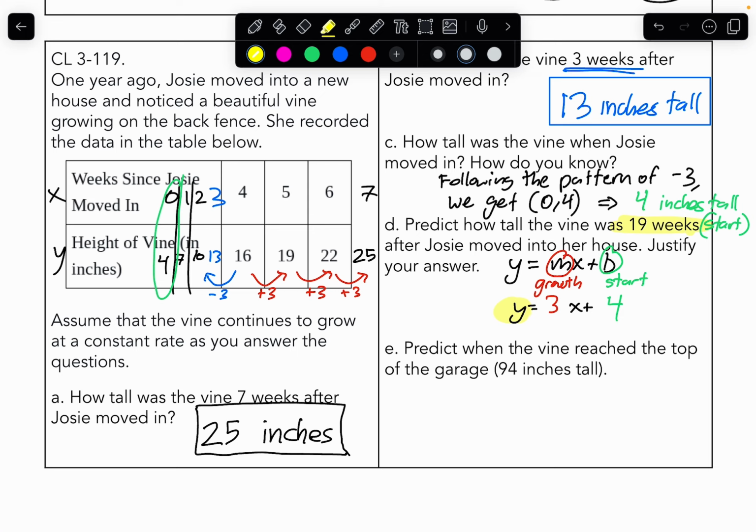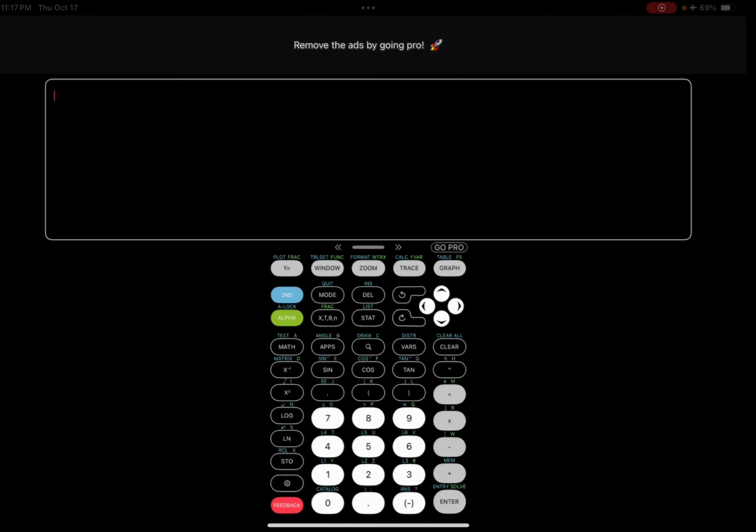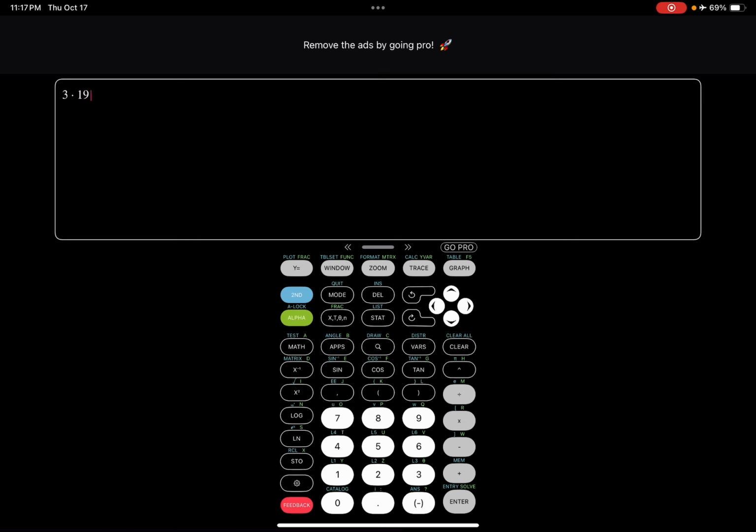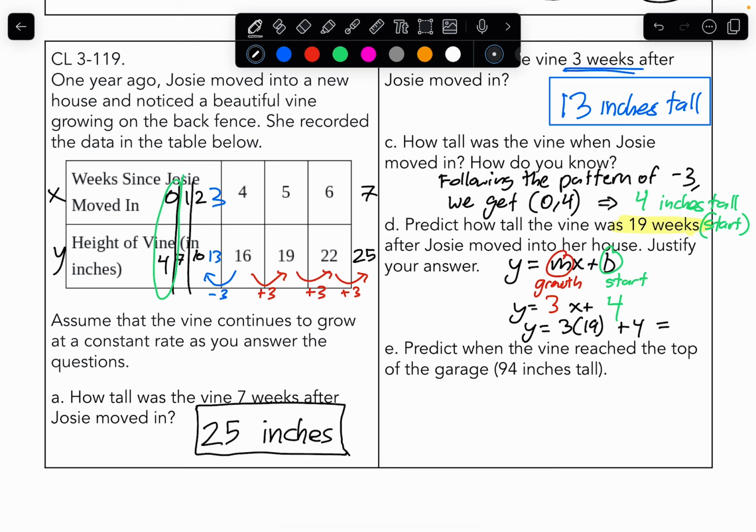Okay. So now we're going to predict the height of the vine at 19 weeks. And that means we're going to plug that in for... Oh, is it plugging it in for x or is it for y? Check this out. It says predict how tall the vine was 19 weeks after she moved into her house. 19 weeks is x. So we're going to go ahead and say y equals 3 times 19 plus 4. I'm going to get a calculator out. 3 times 19 plus 4 gives us 61. So that is going to be equal to 61 inches tall.